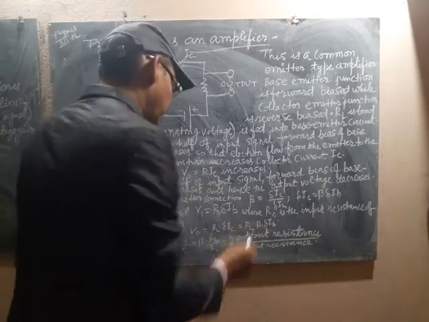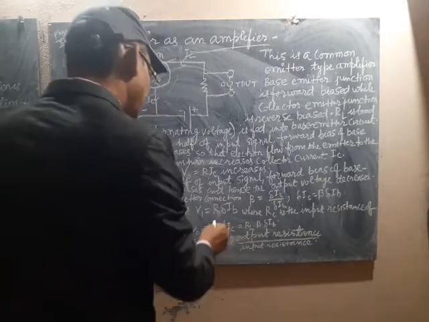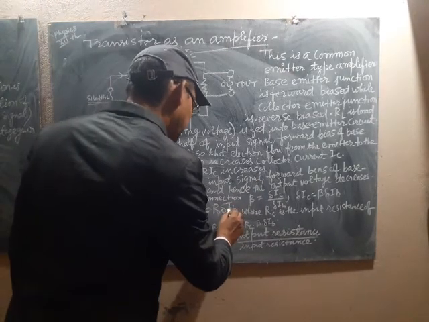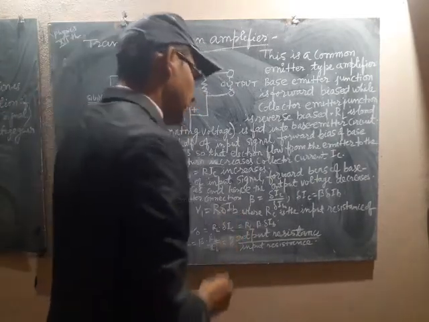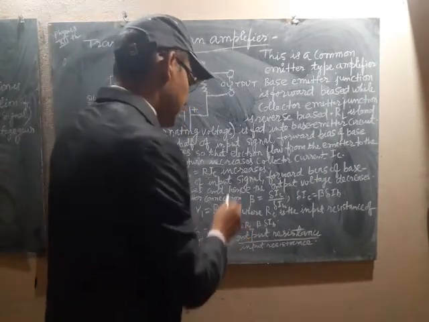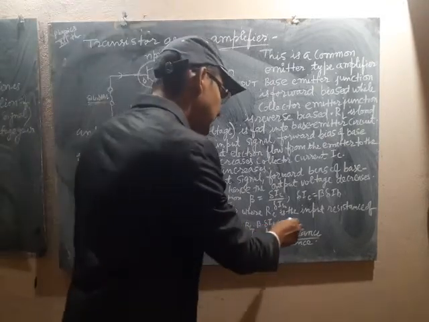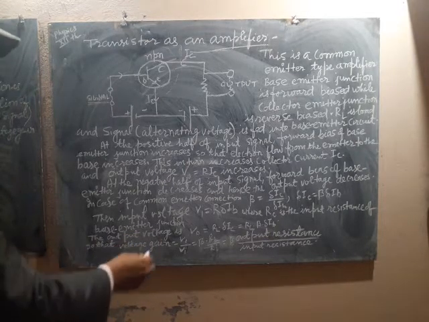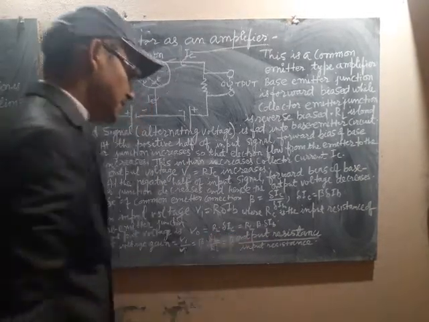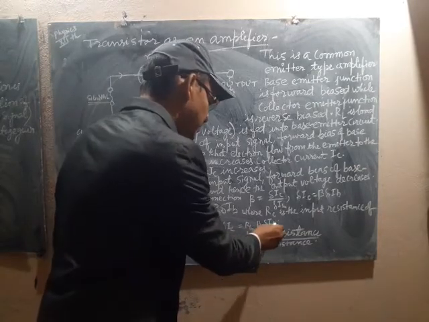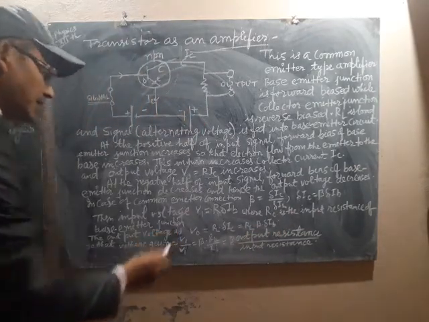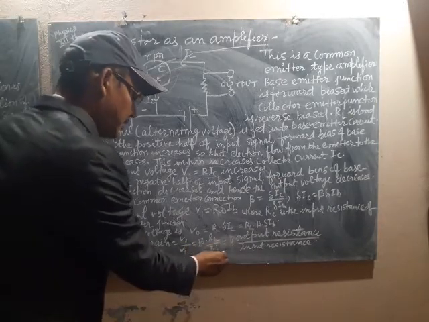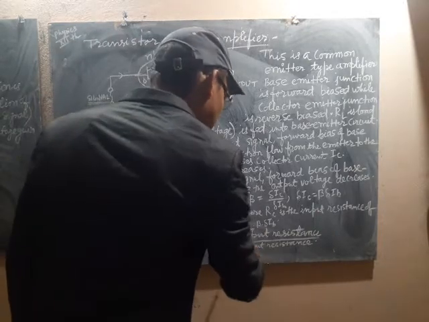The input voltage VI is equal to RI into delta IB, where delta IB is the small base current and RI is the input resistance of the base emitter junction. The output voltage VO is equal to minus RL into delta IC, that is RL into beta into delta IB. So the voltage gain is VO by VI, that is beta into RL by RI. That is, beta times output resistance by input resistance.